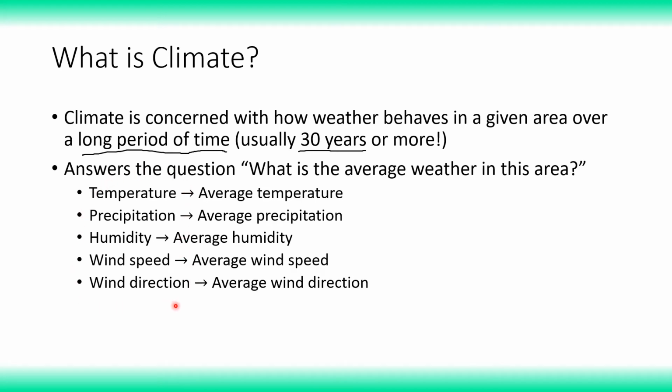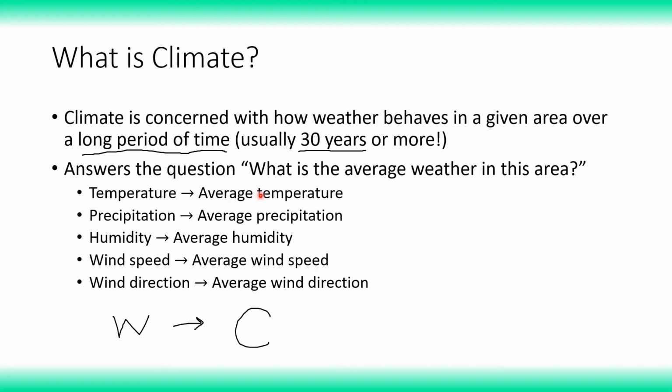So basically, all these words that we've seen before, temperature, precipitation, humidity, wind speed, and wind direction, those are all words that we saw when we were discussing weather. And so now when we switch from weather to climate, that's what these arrows are indicating. So basically we've gone from weather on the left to climate on the right. And so then we get all of these words right here.